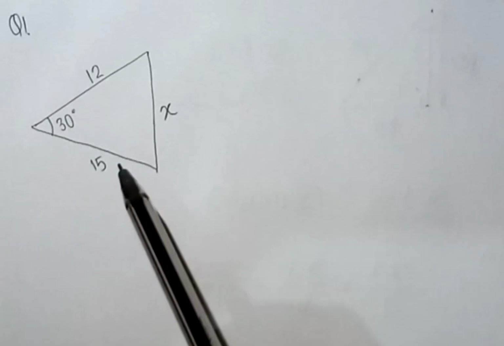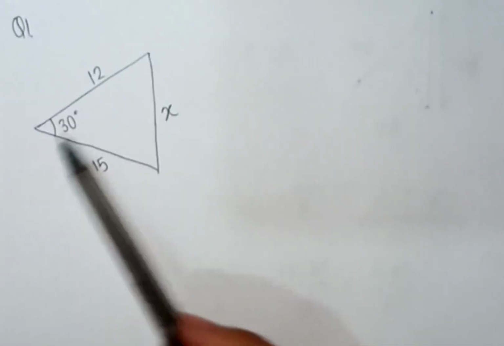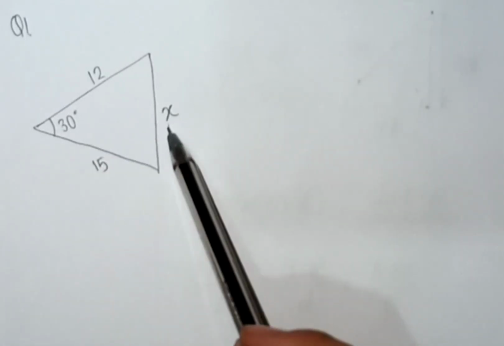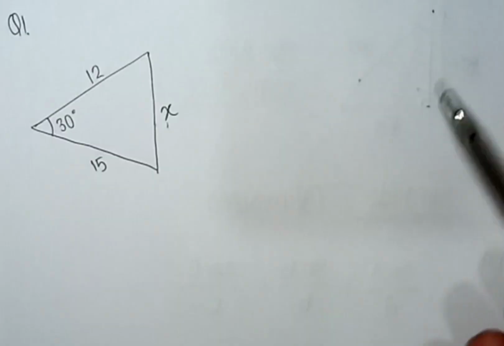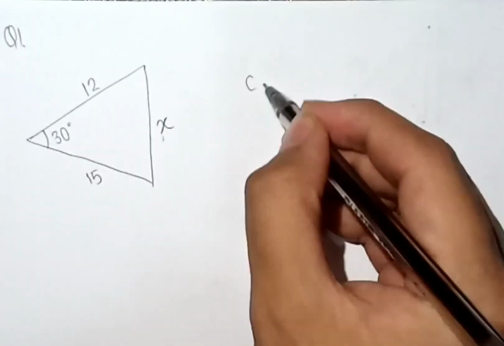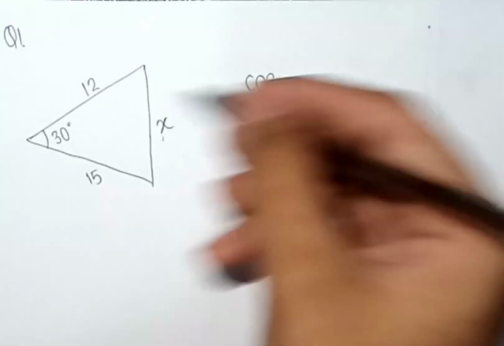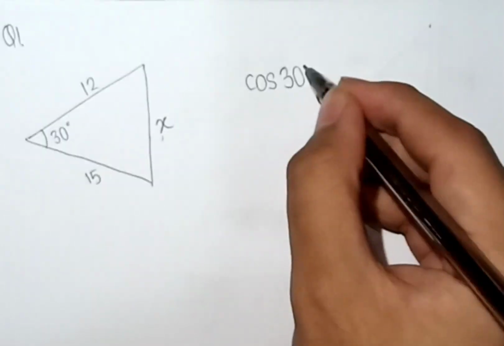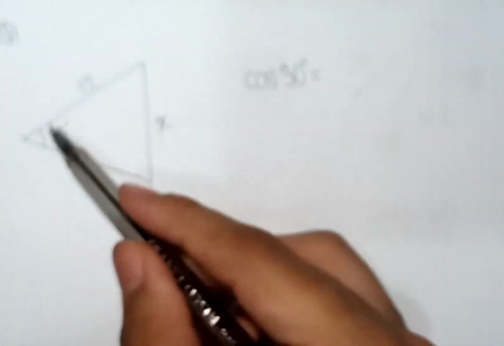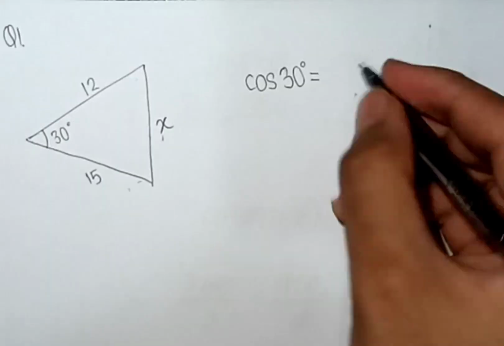Focus on it. Exactly. The side opposite the angle is not given here, so ultimately it leads to the cos rule. So how can you write the cos rule? cos theta, what is the theta? cos 30 is equal to, now we will add the neighboring sides.